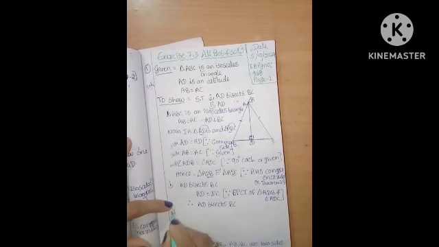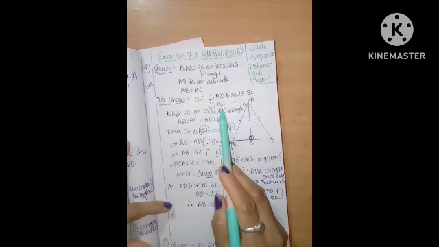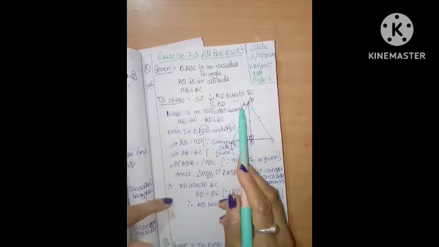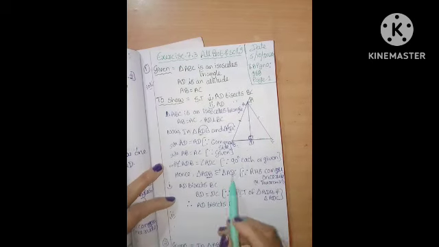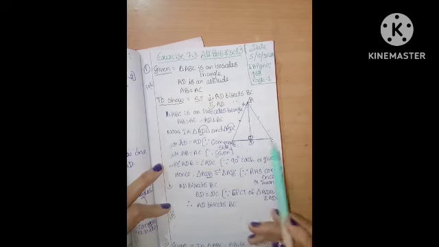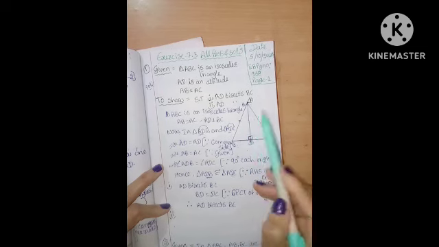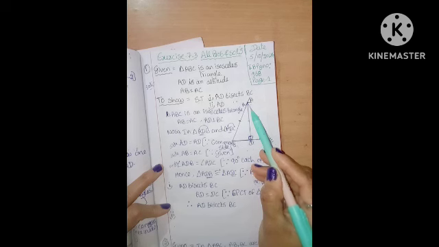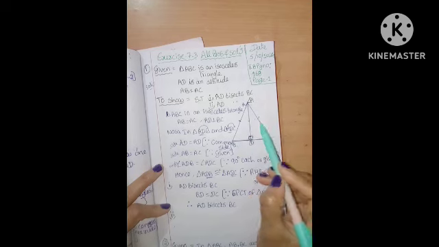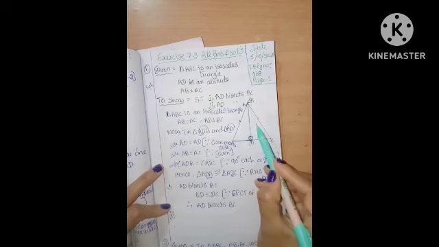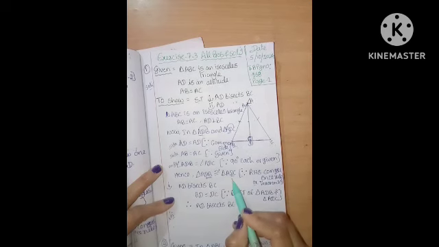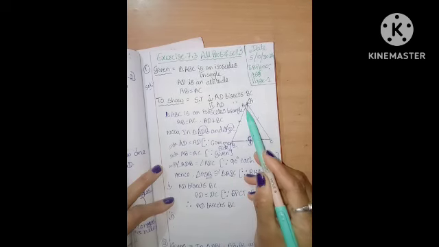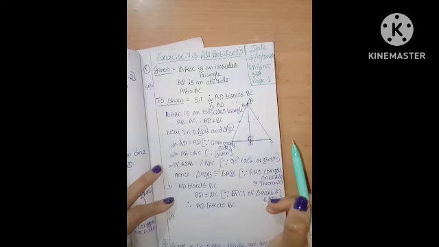And next, second question. What's the second question? AD bisects angle A. First look at this figure. In these two triangles, which angle is common? Here angle A is common. These two sides are equal, and these two triangles are congruent triangles. Already it's proved. So which angle is common? Here angle A is common.